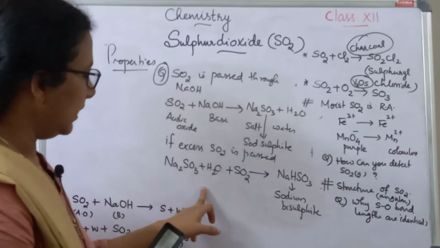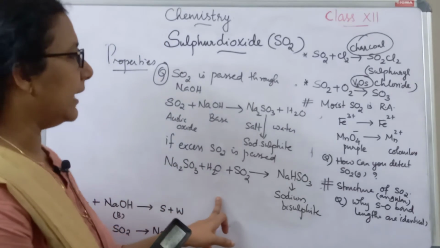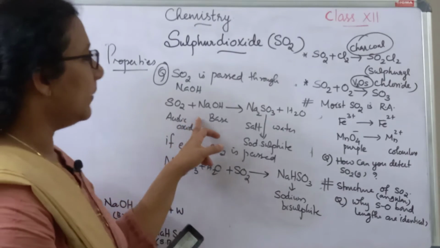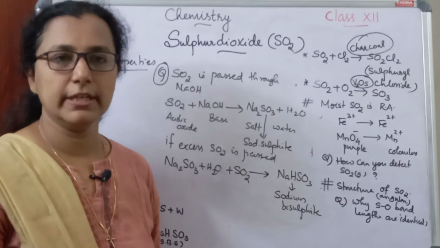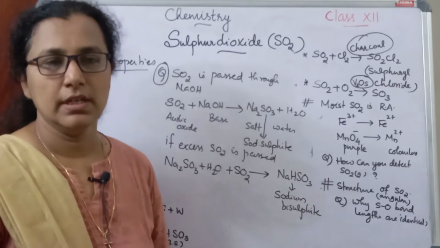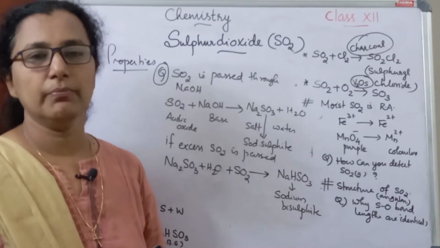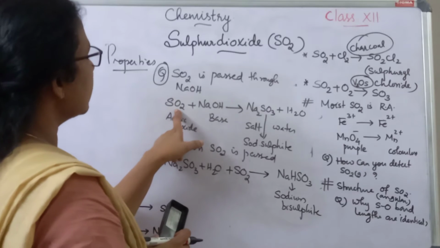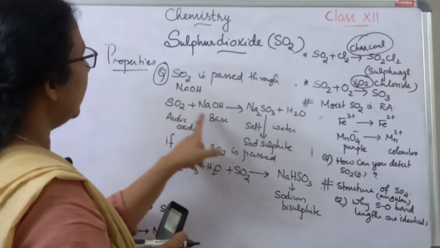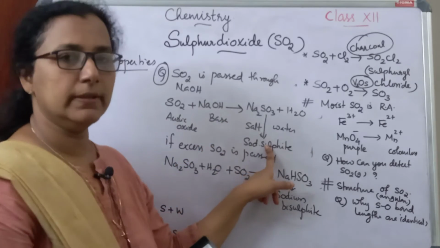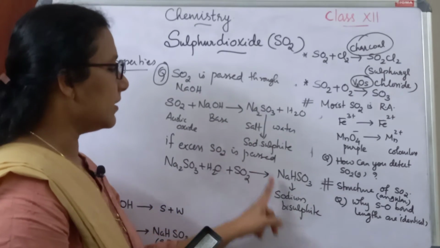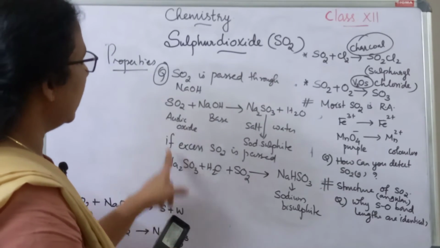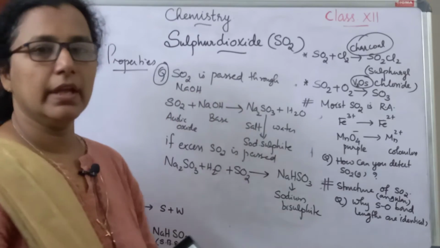So this is actually again similar to carbon dioxide. In the lime water test we have seen a similar reaction: when carbon dioxide is passed through lime water, it turns milky. If excess carbon dioxide is passed, the milkiness disappears due to the formation of bicarbonate. So just like carbon dioxide, sulfur dioxide reacts similarly. That is, when sulfur dioxide is passed through NaOH, we will get a salt. If excess sulfur dioxide is passed, we will get a bisulfite. So this is the reaction.